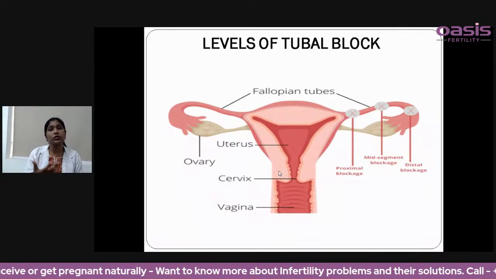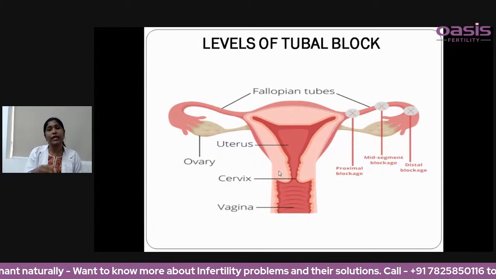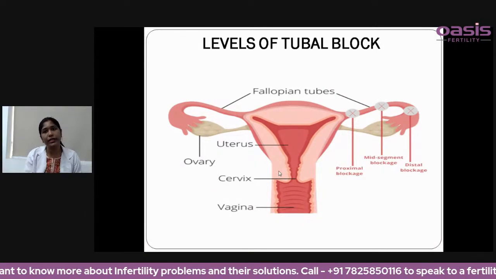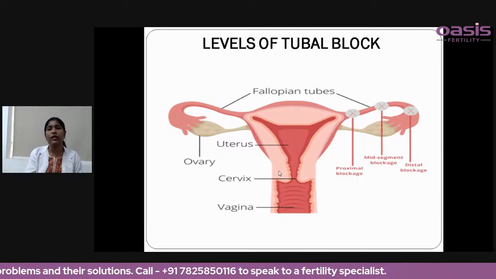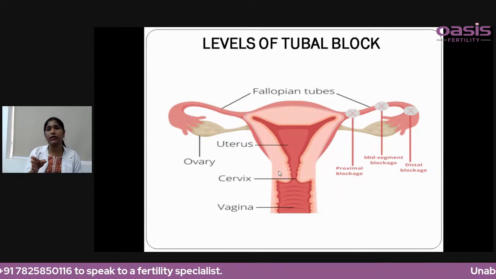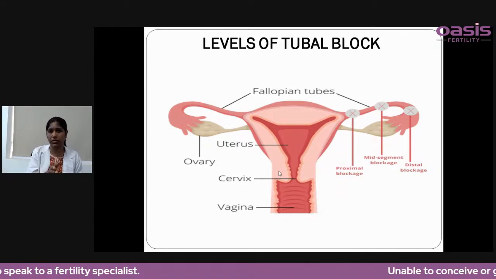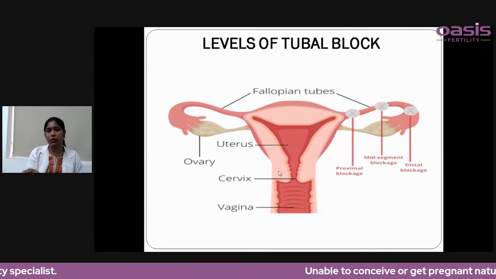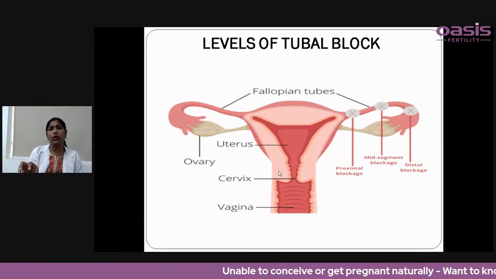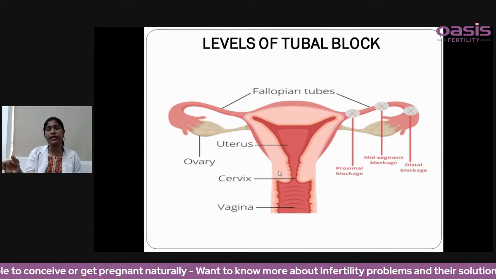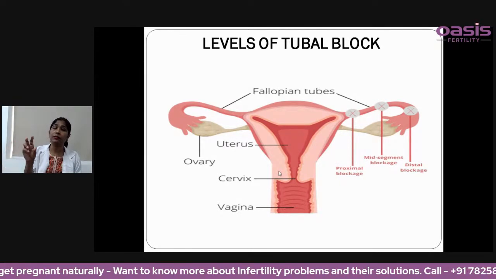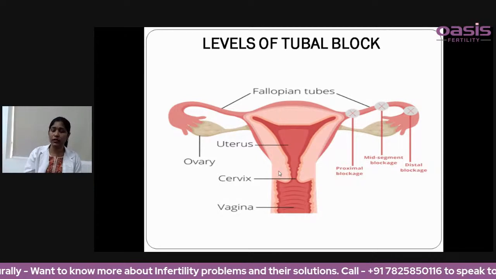Coming to the tubal block per se, there can be different levels in the fallopian tube where the block can happen. Broadly it has been divided into proximal tubal block, which is defined when the block is in that area of the fallopian tube which is near the uterus. The second is mid-segment block, which is in the middle part of the fallopian tube. And the third is distal blockage, the block which has happened in the free end of the fallopian tube.